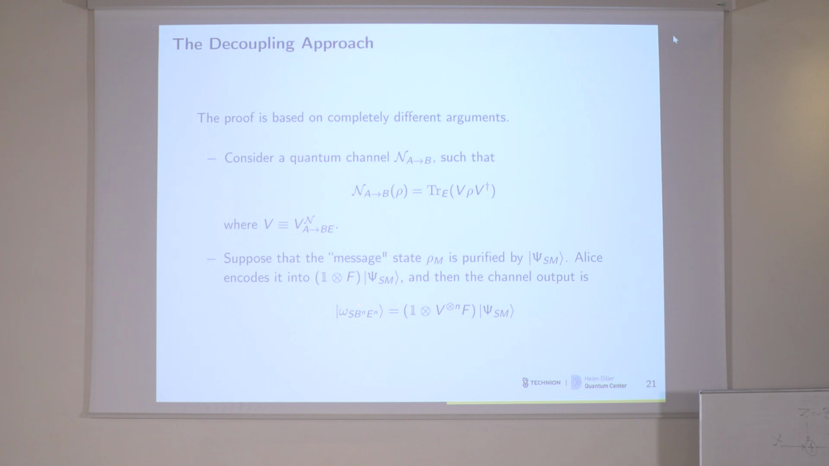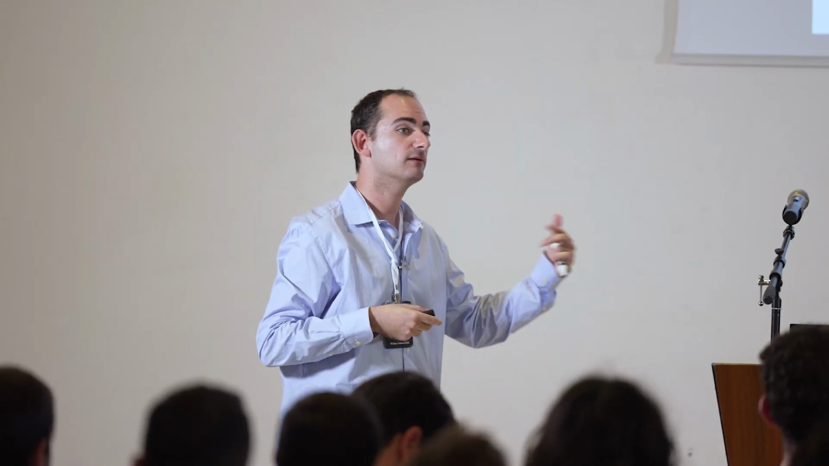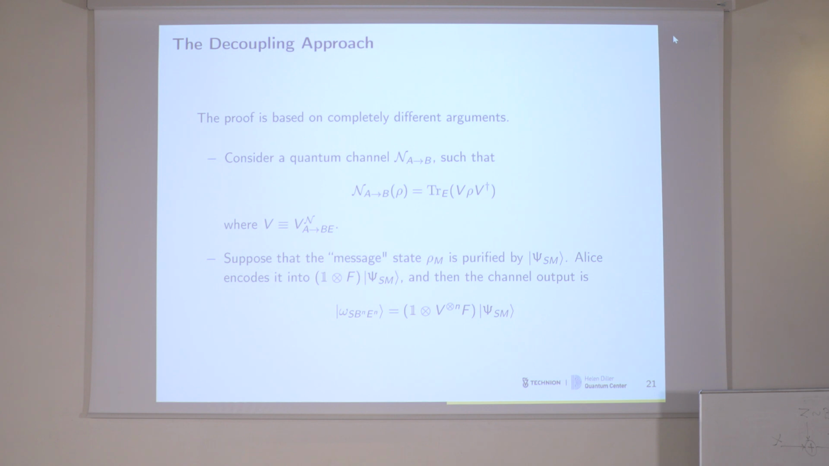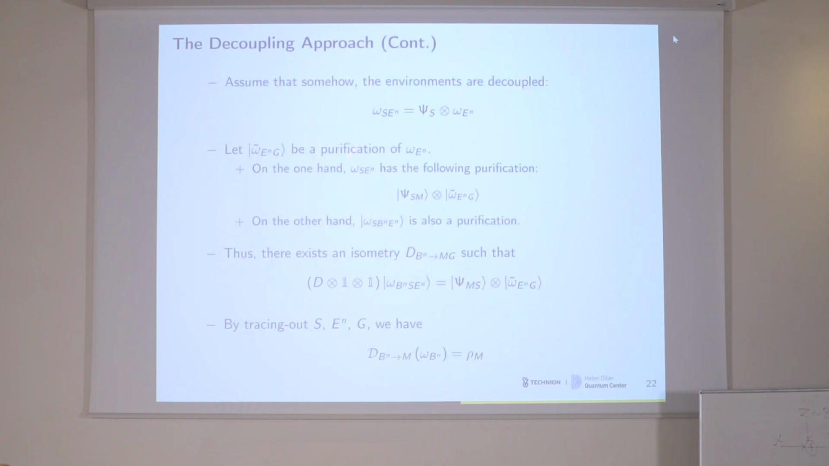So I have a joint state of Alice's environment, Bob's system, and Bob's environment. I have two environments and one output system. Now I would like to look at the reduced state of the two environments, okay? So I look at this state, omega S-E-N, environment of Alice, environment of Bob, yes?